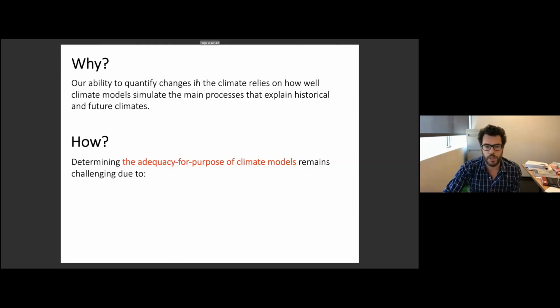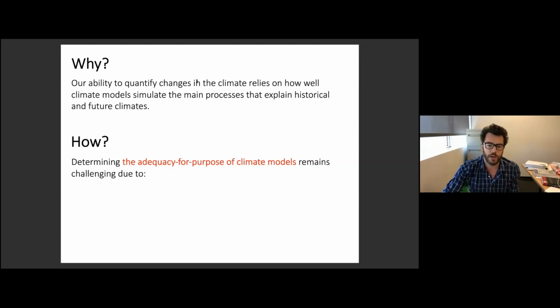The how is even more varied, and nowadays what we often use as the framework to evaluate models is the concept of fit for purpose or adequacy for purpose of climate models, where we don't try to answer whether a model is good or bad, but whether the model is able to simulate what we are interested in and how well it can simulate that.